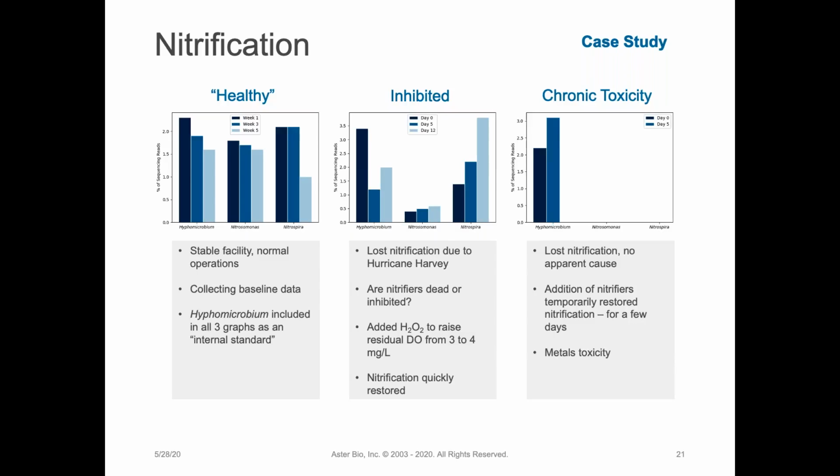In the example on the right, with chronic toxicity, they lost nitrification for weeks on end with no real apparent cause. Every time they would add additional nitrifiers, they would restore nitrification for a day or two, but then checking again, the nitrifiers would be dead. Further research identified metals toxicity in the system that needed to be removed. Once the metals toxicity was eliminated, removed from the influent, nitrification was restored.